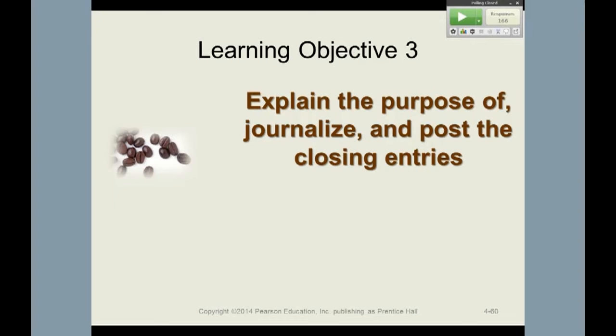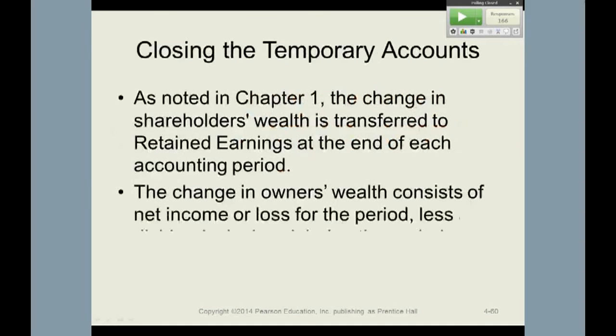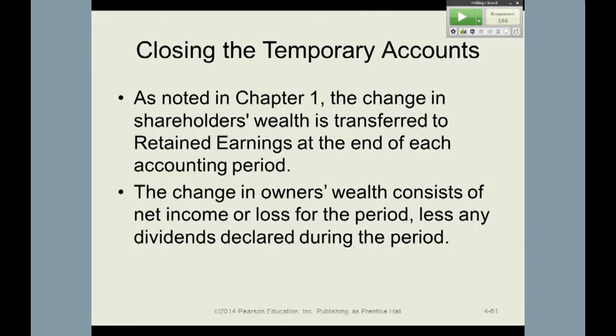So the purpose of this module is to make sure we understand the mechanical process. What we just discussed is the theoretical issue: the change in wealth, which is revenue, expense, and dividends, gets closed out or transferred to retained earnings. But the mechanical side would be the implementation through the closing entries. So we want to take a look at the closing entries. And again, as we saw in Chapter 1, the change in your wealth is going to be revenues, expenses, net income or net loss, and any dividends declared for the period.